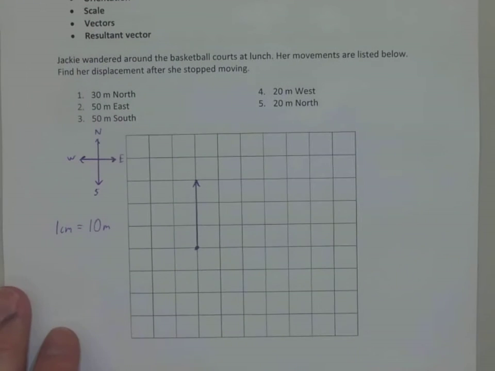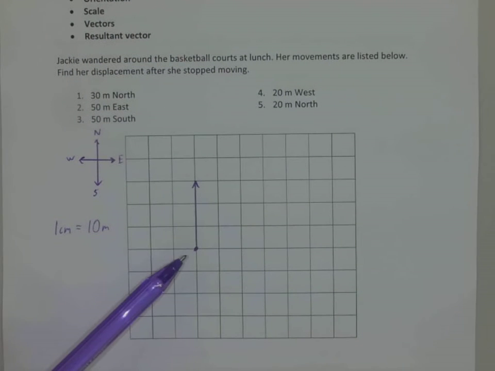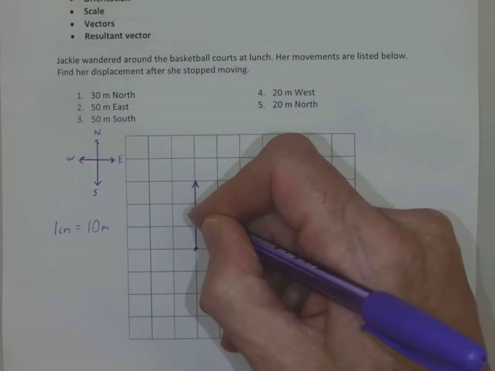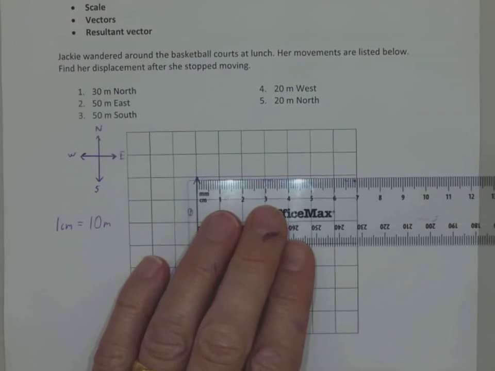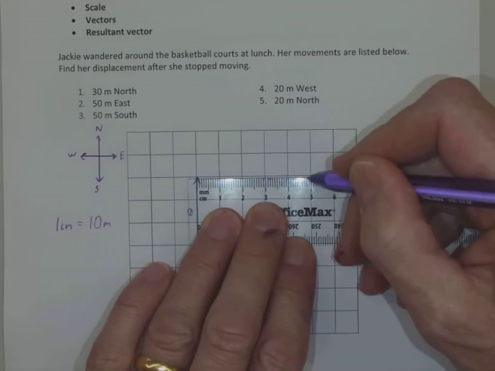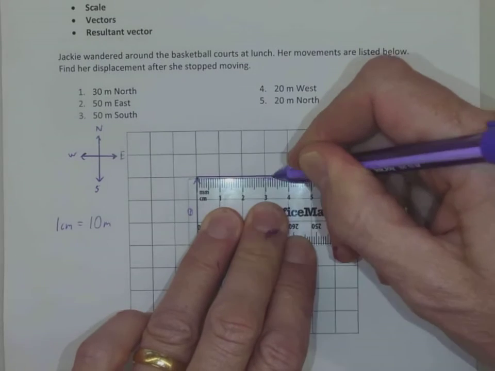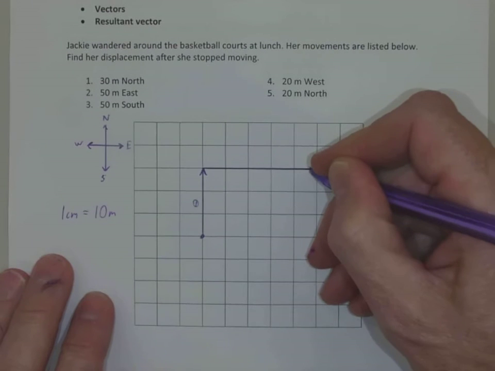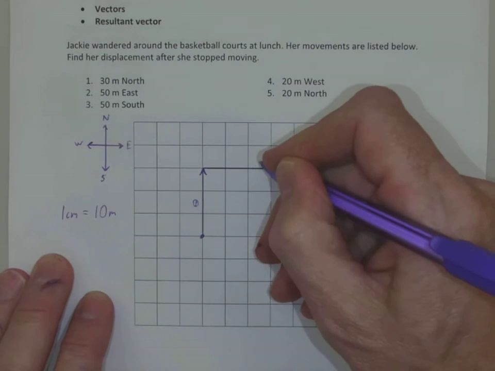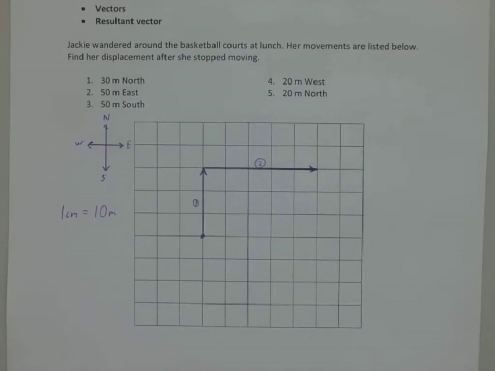I put in my second vector, so Jackie moves 30 metres north. She then moves 50 metres to the east. So the tail of this second vector is going to touch the head of the first vector. So we're going to go 50 metres to the east. We draw that vector in. This is our second vector. And we're saying here we are at 50 metres to the east.